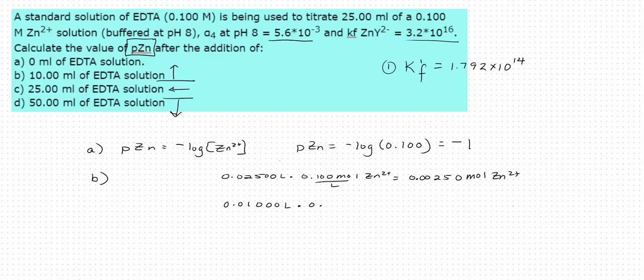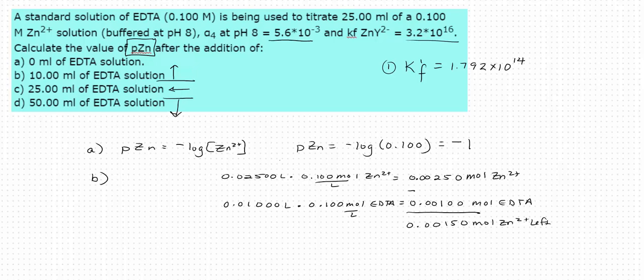Now I've added 10 milliliters of EDTA. The EDTA has a concentration of 0.100 moles per liter. And again, we are working with EDTA now. So I have added 0.00100 moles of EDTA. They react 1 to 1. So I'm taking away the amount of moles of EDTA. I'm taking that many moles of zinc away. And I'm left with 0.00150 moles of zinc after the reaction.